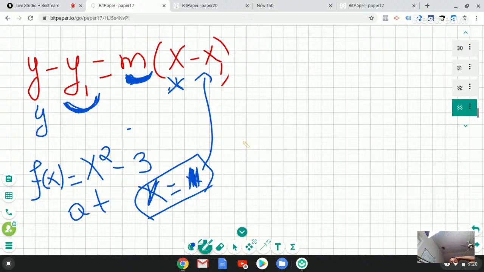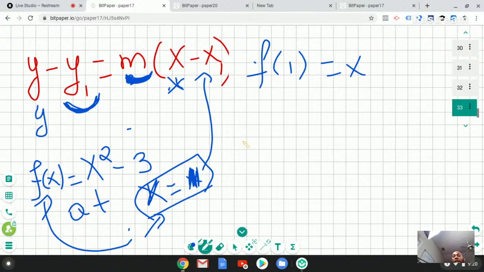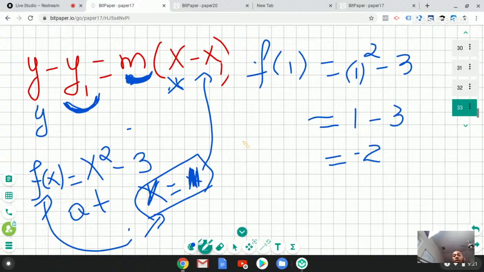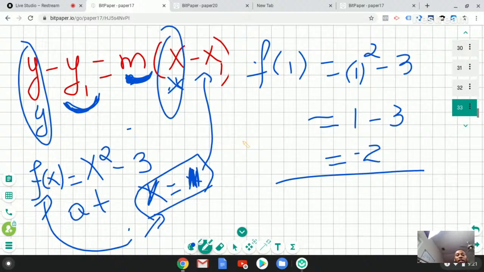So y1: if I have the point x is equal to 1, x1 is equal to 1, to find y1 all I have to do is feed that back into the equation. So what's f of 1? X squared minus 3, evaluated at x is equal to 1. 1 squared minus 3 is equal to 1 minus 3, which is -2. The y will stay the same because it's the dependent variable. The x will stay the same because it's the independent variable. The x1, I know it's 1. The y1, I know it's -2.